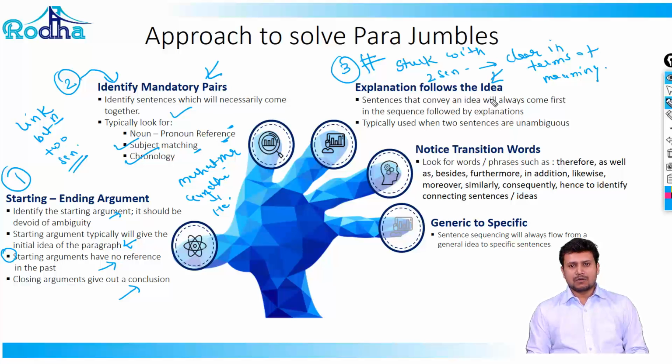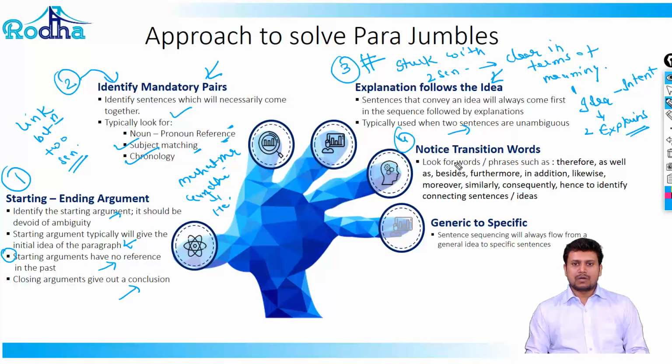When you say explanation follows the idea, the point is idea always comes first. The intent of the passage will always be in the first position. The second position will be something that explains it or elucidates it. So always remember, idea always comes first, explanations always come later. Typically used when two sentences are unambiguous in nature, as I've already told. This special approach we will see when we are doing more questions. Very, very handy for getting the right answers.